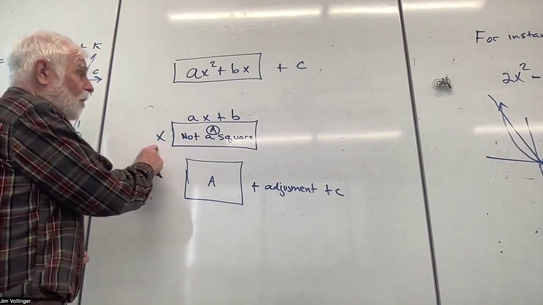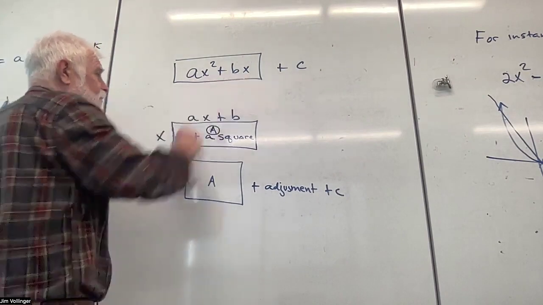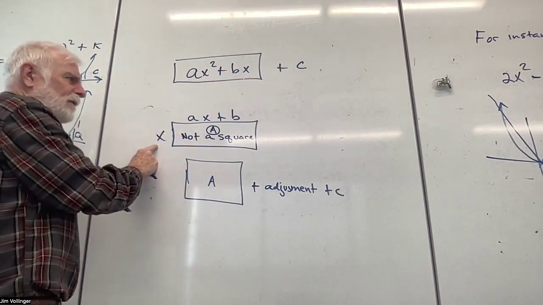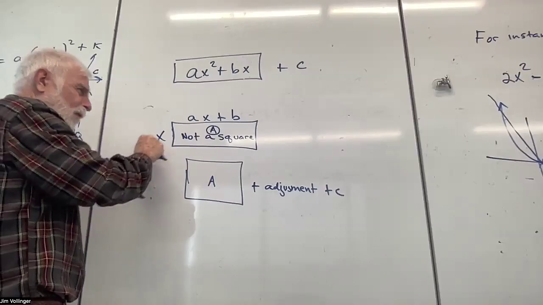All right. So I can always take out what's common, and what's common here is x. So I could write this in factored form as a product.